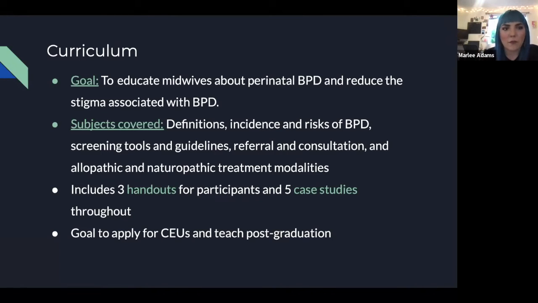It's a 3 to 4 hour long curriculum. I also created 3 handouts for participants and made 5 case studies that I go through in it, and we'll be going over one of those today. I also plan to apply this curriculum for continuing education units and teach it once I graduate.